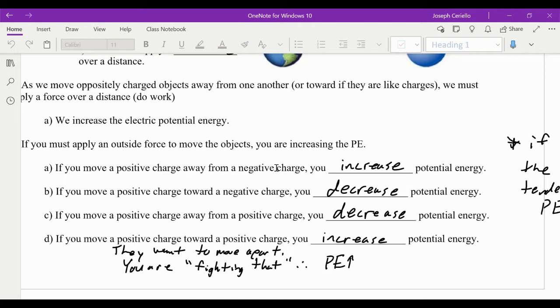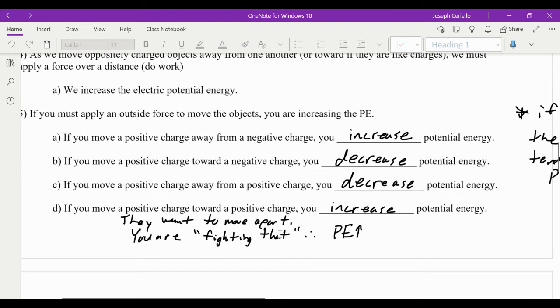And last but not least, D, a positive charge toward a positive charge. What do two positive charges want to do? They want to move away from each other. But you're moving them toward each other. So are you fighting their natural tendency? Yes. Therefore, you are increasing the potential energy. They want to move apart, but you're squeezing them closer. So they have so much energy in there, they just want to go away from each other.